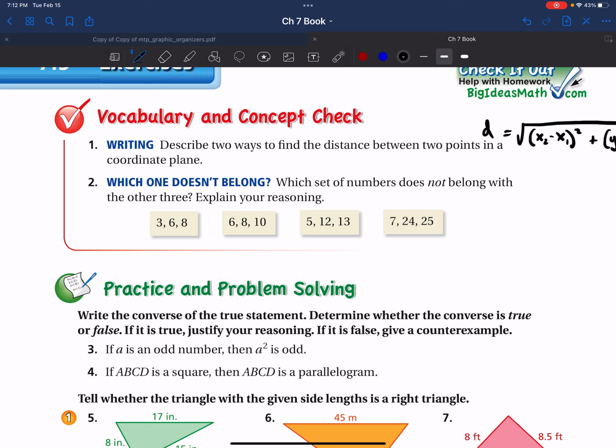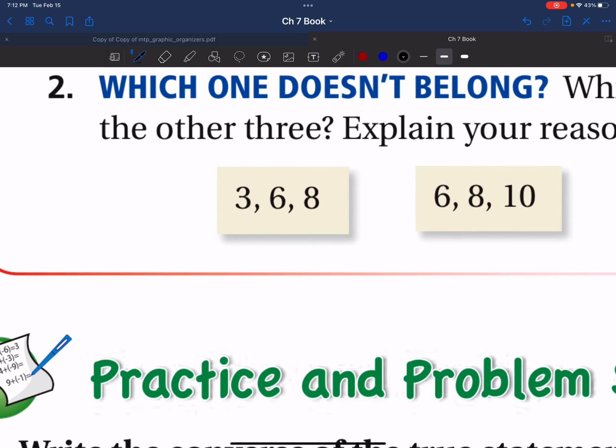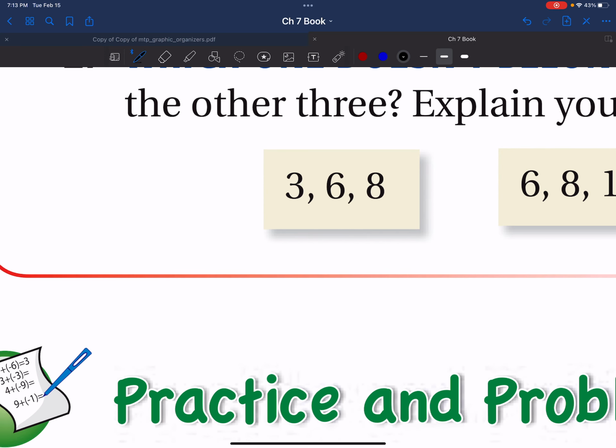So if I was doing this problem on my own, like I actually am right now, my first thought is, okay, what is the lesson about? The lesson is about distance, ordered pairs. It's also about right triangles and proving if something's a right triangle, right? So maybe it wants to know if the 2 smaller numbers were legs, could that be the hypotenuse? To find out, we can just use the Pythagorean theorem and check it.